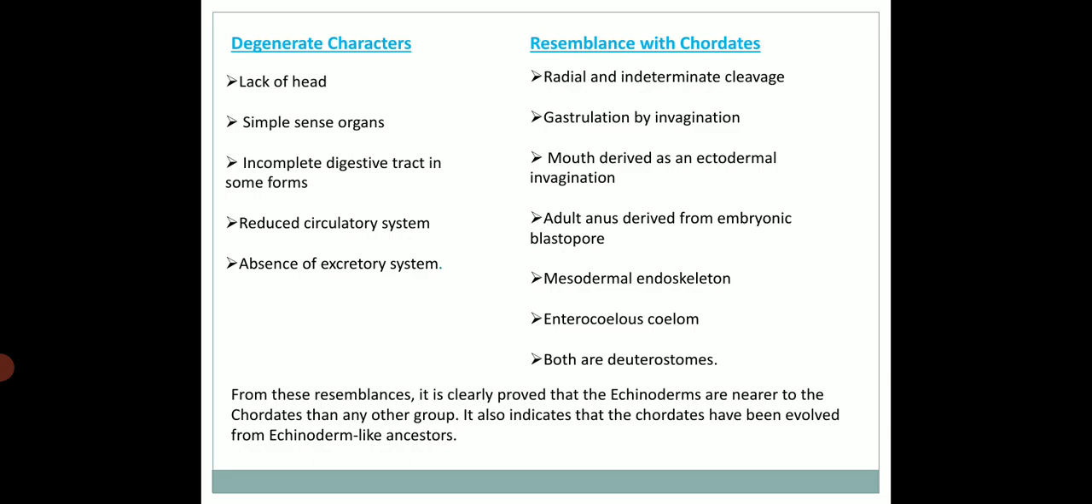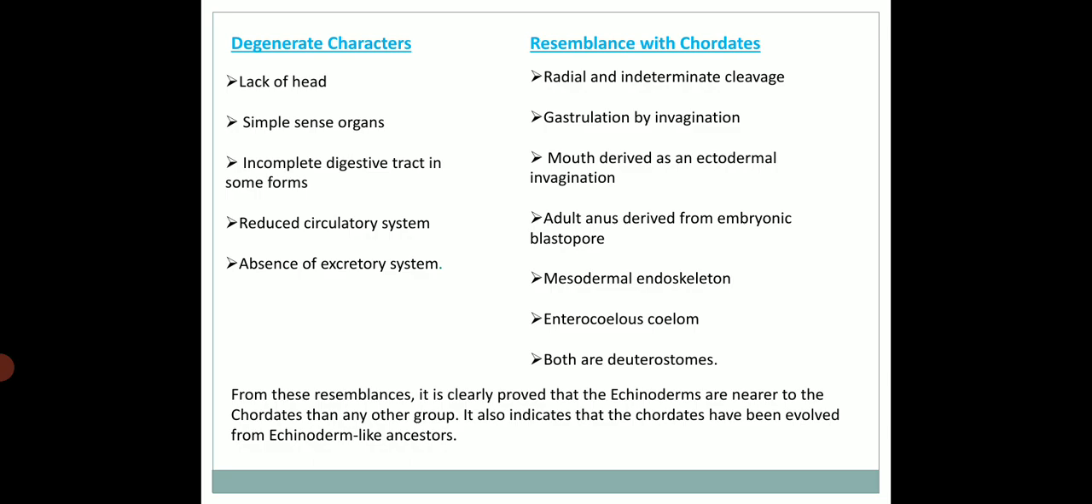See, when you look at the phylum Echinodermata, there are many degenerate characters, that means some lost characters, and there are also many characters that show resemblance to the chordates. Some of the degenerate characters are lack of head, simple sense organs, incomplete digestive tract in some forms, reduced circulatory system, and absence of excretory system. These are the degenerate characters of Echinodermata.